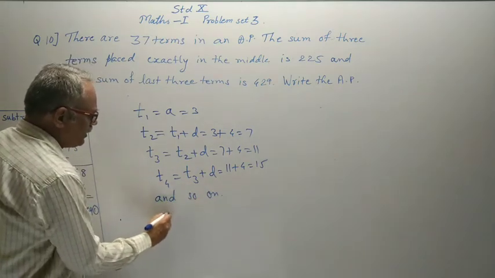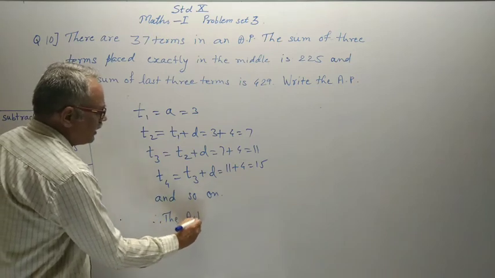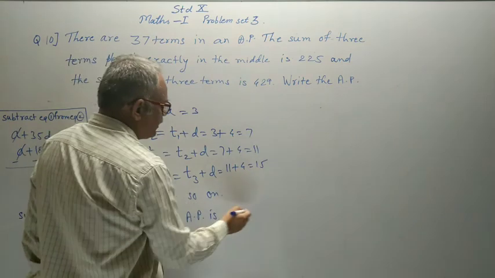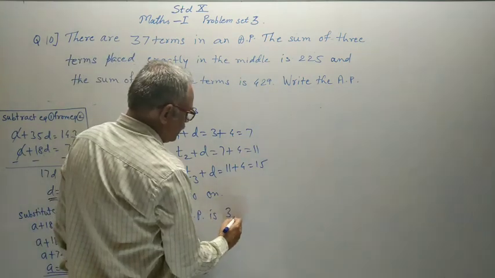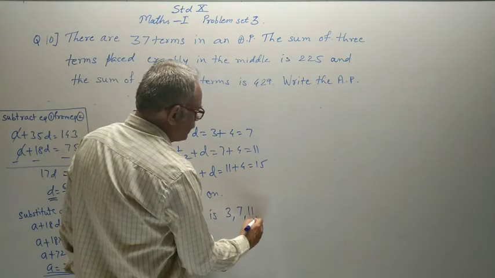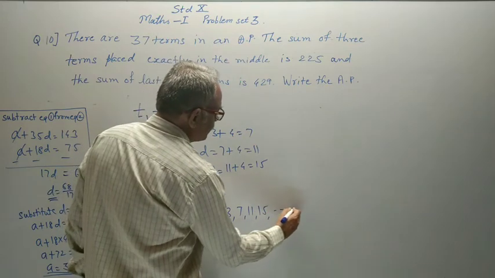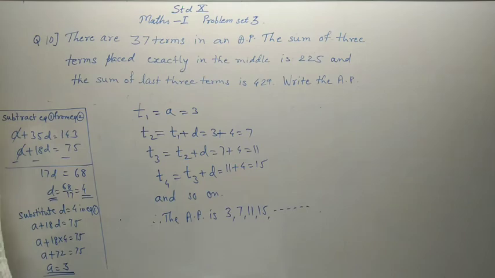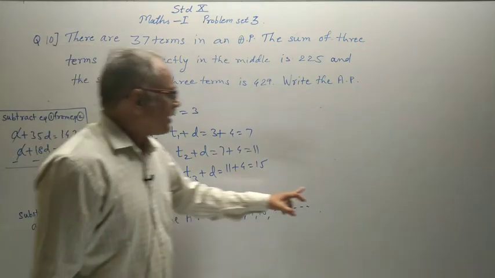Therefore, the AP is, at least the first 4 terms should be obtained: 3, 7, 11, 15 and so on. Write 4 or 5 terms at the beginning. The last term is not necessary, but if we want, we can find T37 also and write it in.